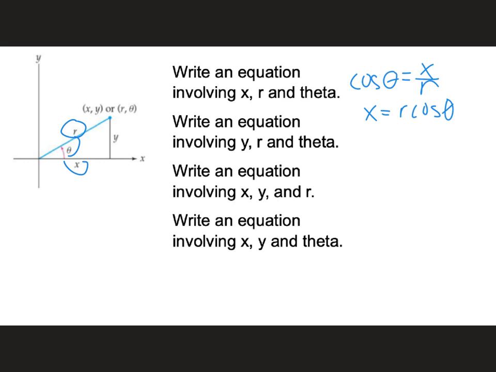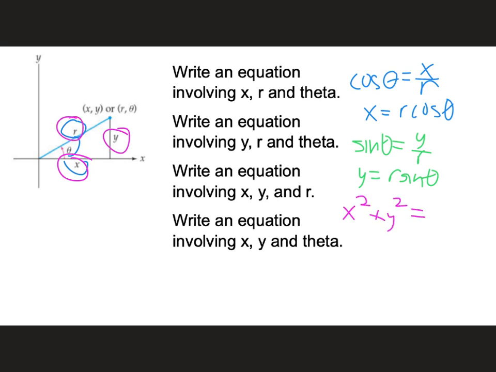Write an equation involving y, r, and theta. So that's the sine. The sine of theta equals y over r. So y equals r sine theta. And again, if you can't remember it, just build yourself a picture. Write an equation involving, let's see, x, y, and r. Well, that's a right triangle. So x squared plus y squared equals r squared. It's like a circle. Write an equation involving x, y, and theta. So x, y, and theta would be the tangent. So the tangent of theta is y over x.